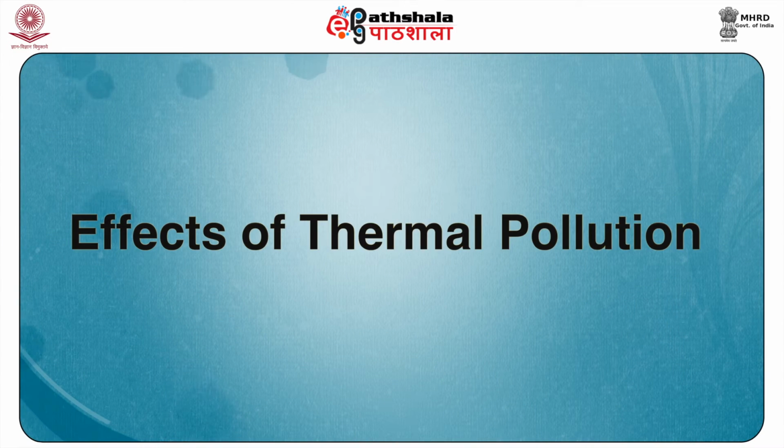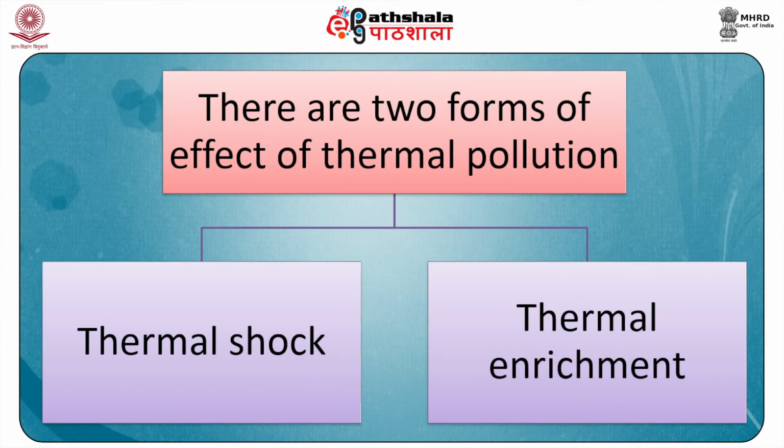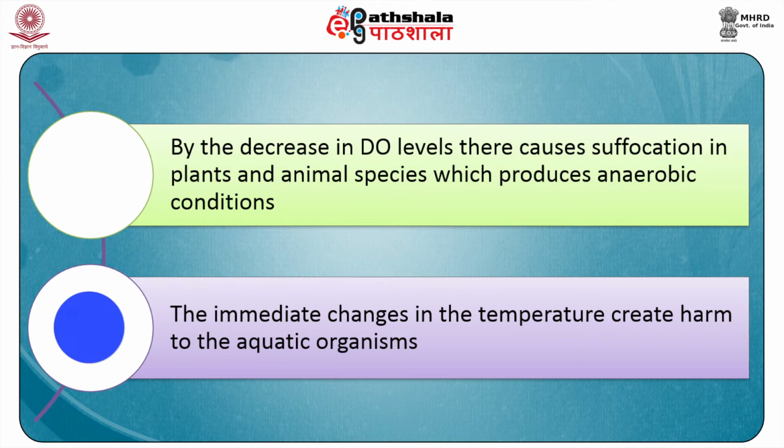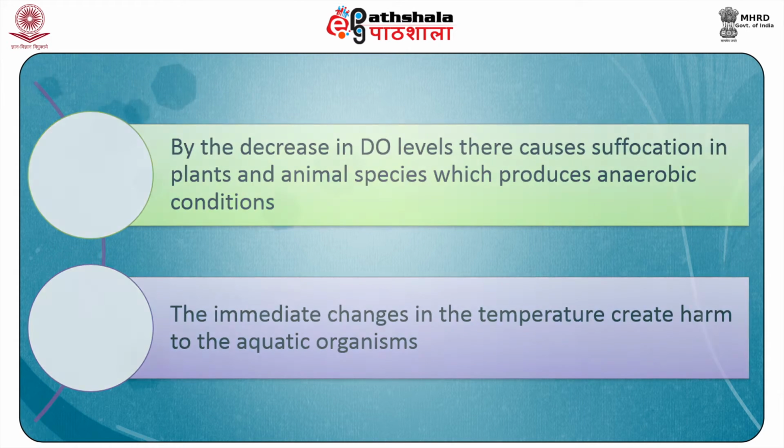Effect of thermal pollution. There are two forms of effect of thermal pollution. Thermal shock. By the decrease in DO levels, there is suffocation in plant and animal species, which produces anaerobic conditions. The immediate changes in the temperature create harm to the aquatic organisms.